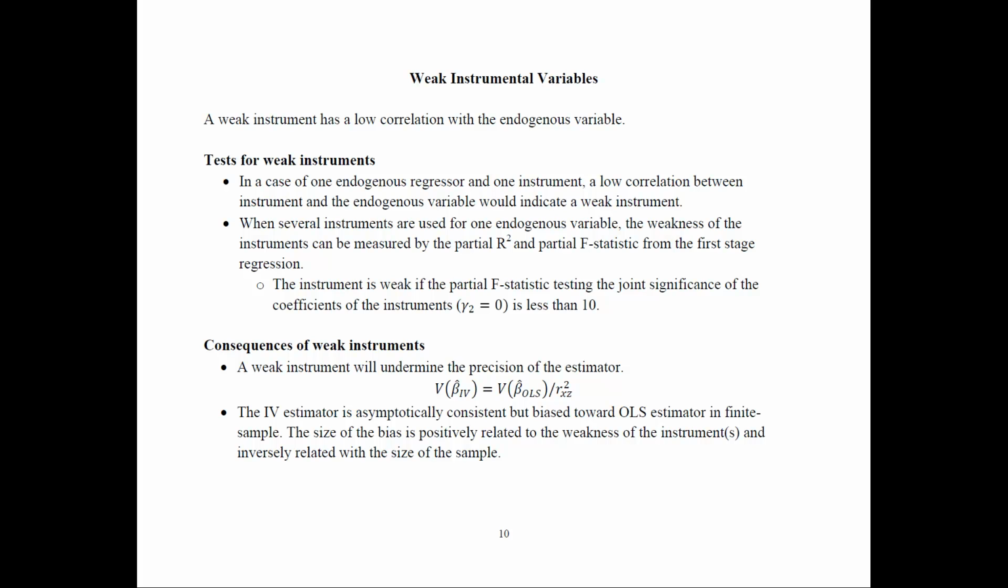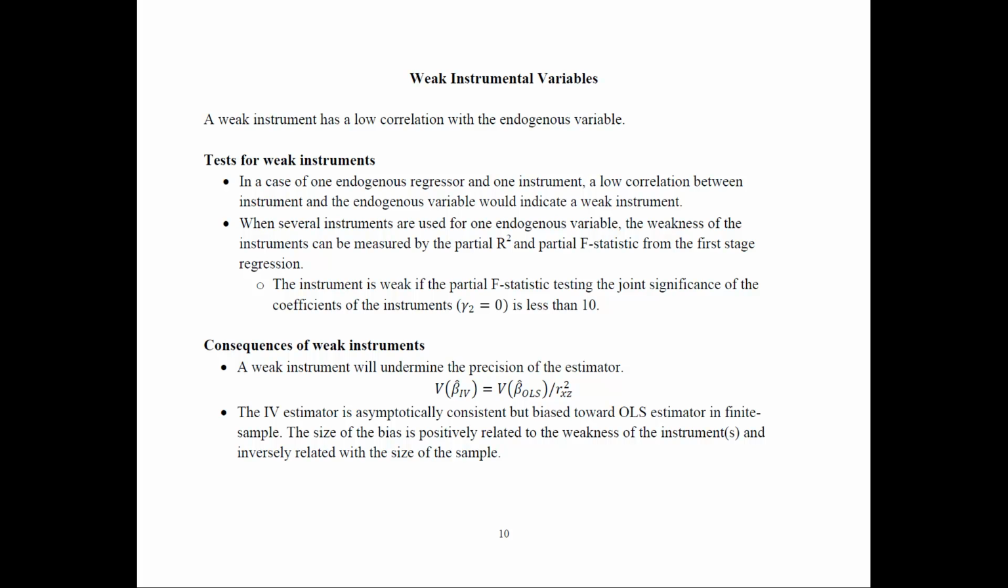So this is the rule of thumb: you look at the partial F statistic, and if it's less than 10, we have weak instruments. If it's more than that, then our instruments are not weak. And the consequence of weak instruments is that it will undermine the precision of the estimator.